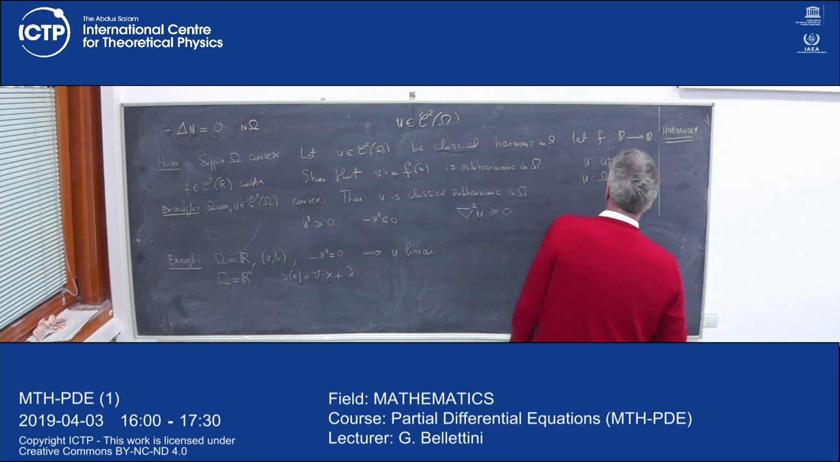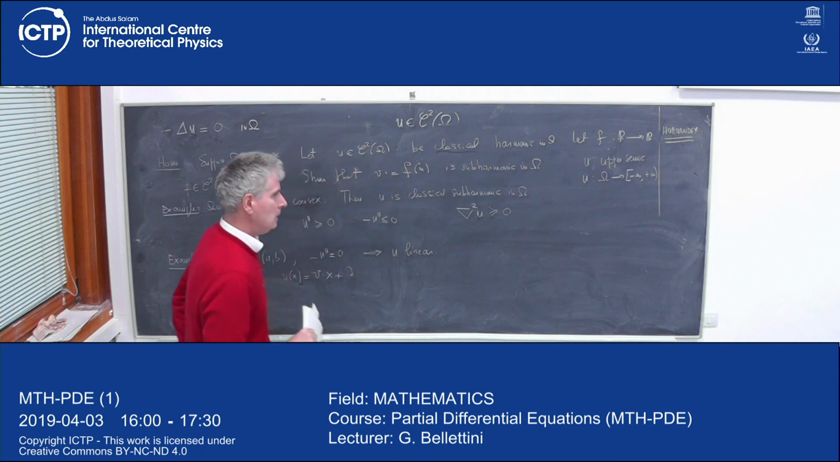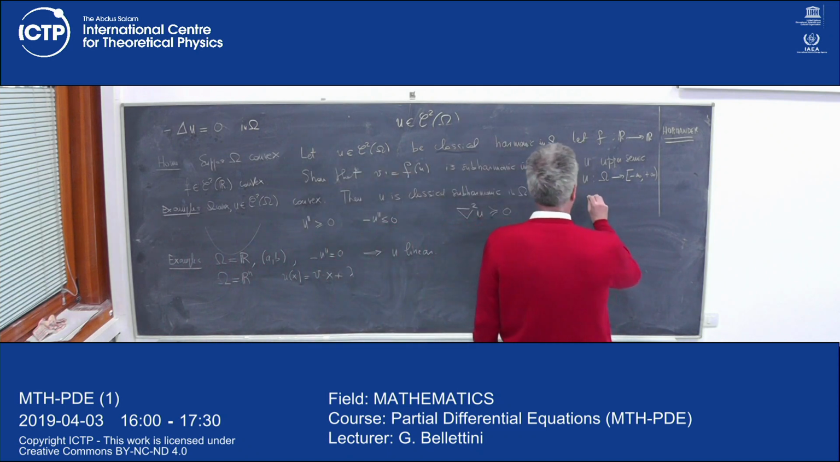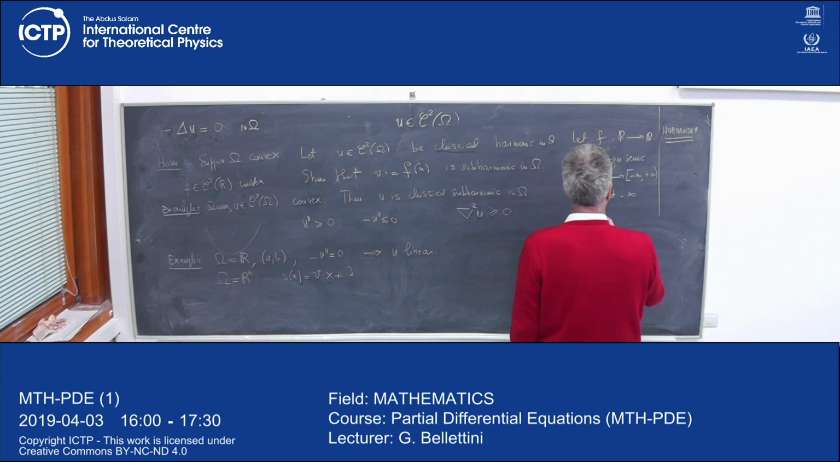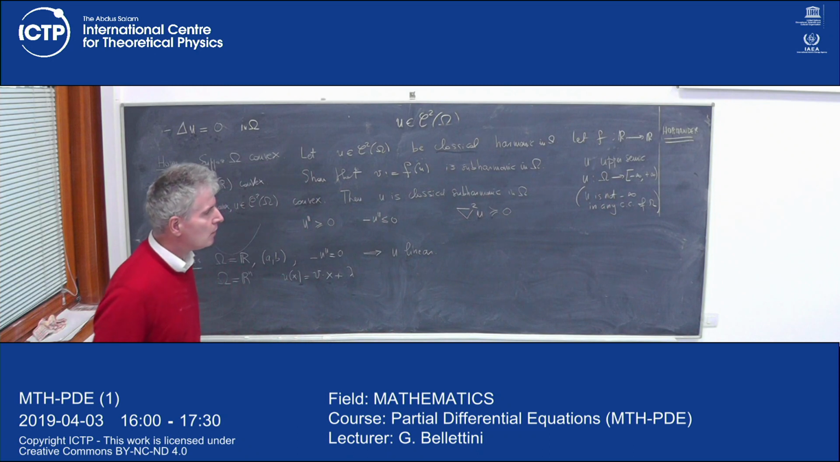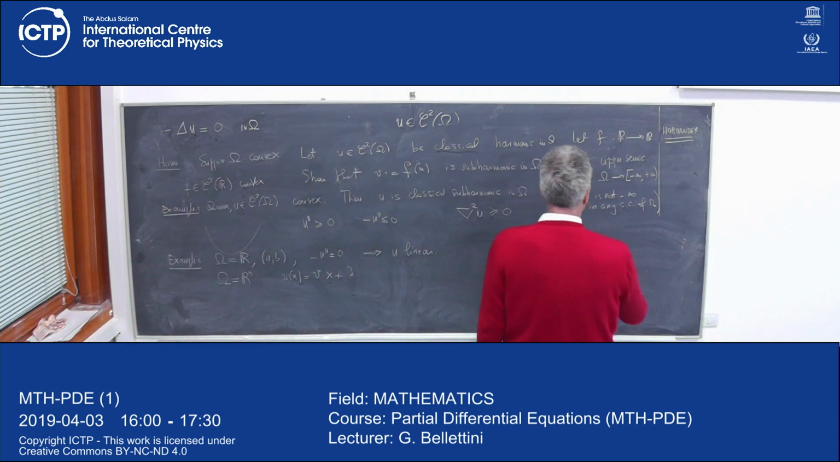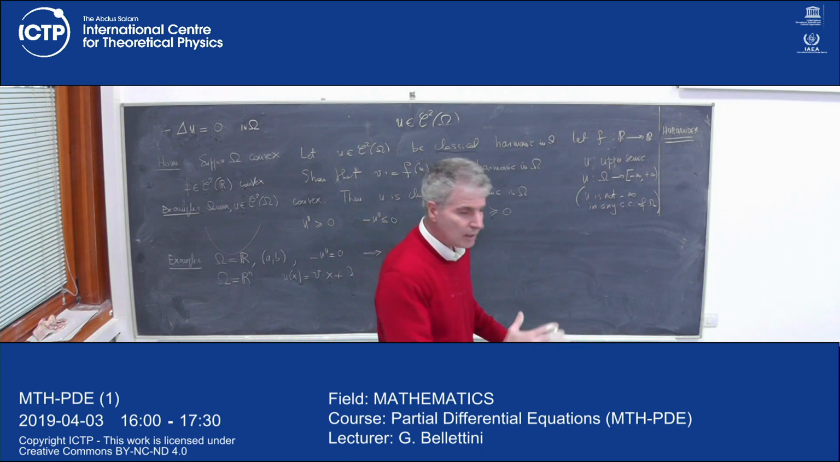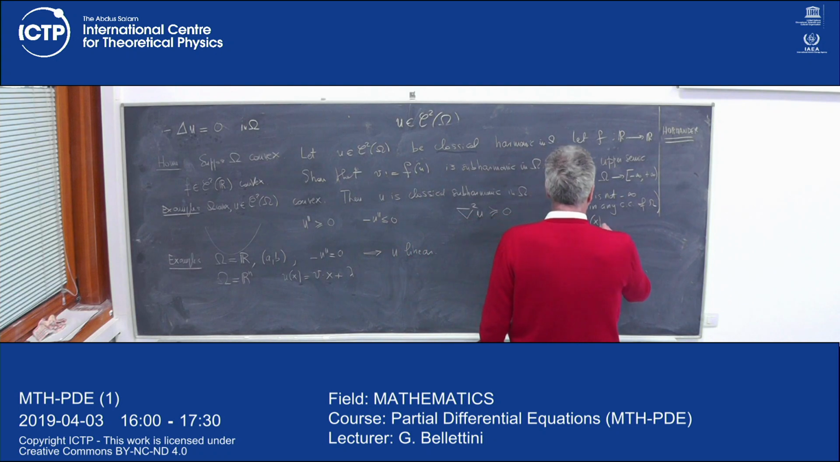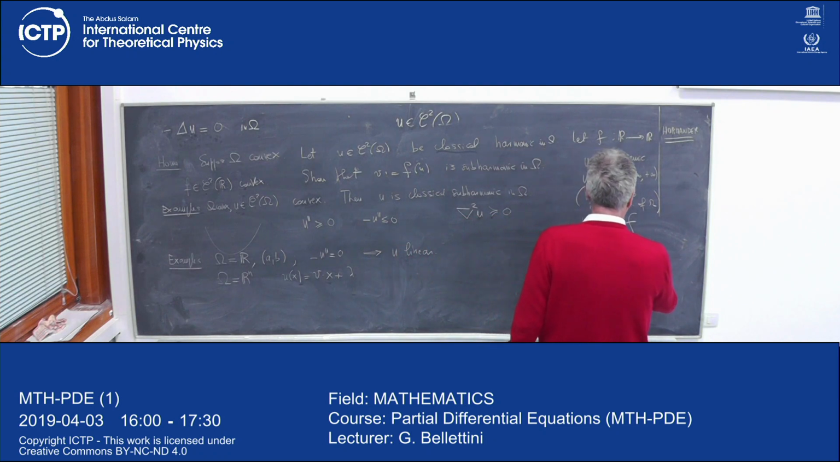And also, now here maybe some authors ask that u is not identically minus infinity in any connected component of omega. But this depends on the authors. But more interestingly, one could give a definition using the mean value formulas, saying that u of x is less than or equal to its mean value on a ball.